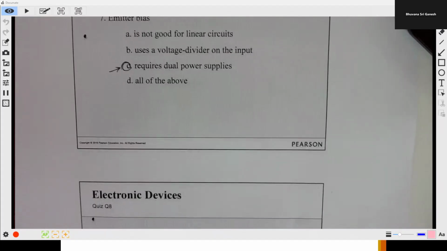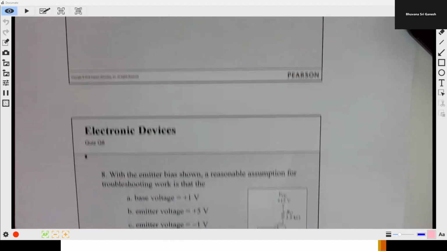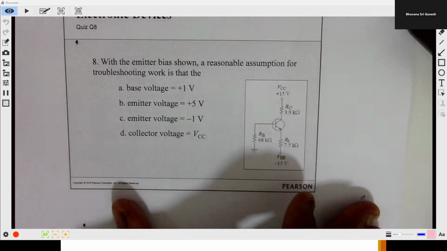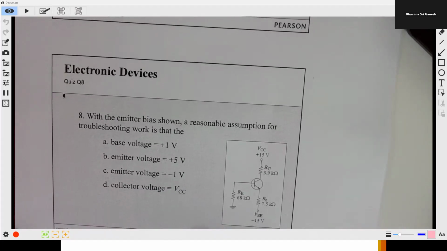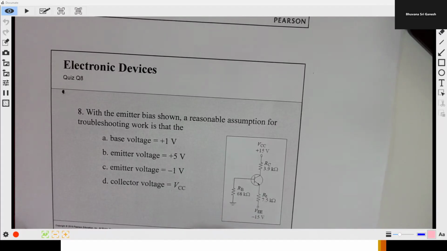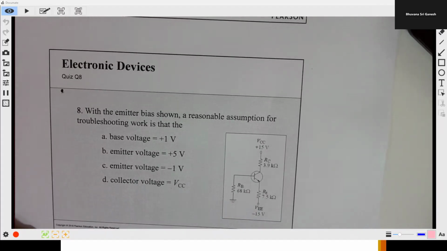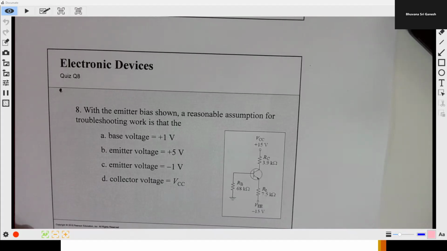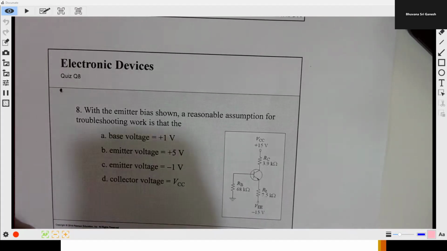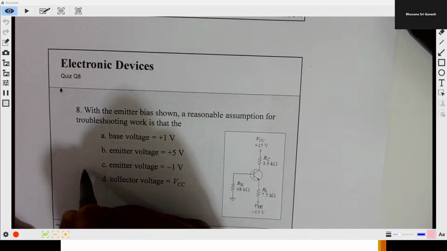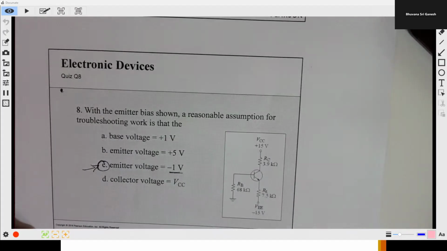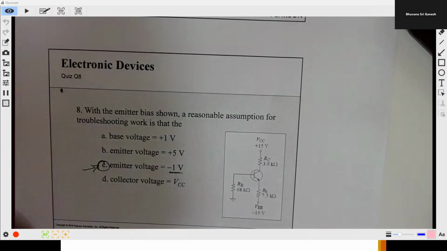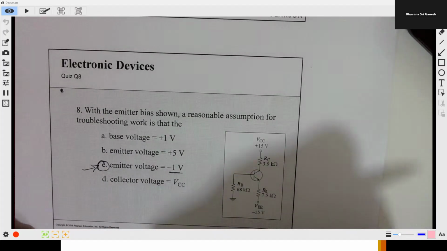Alright, next, this also go through the slides. With the emitter bias shown, the reasonable assumption for troubleshooting work is that the base voltage is 0.1, emitter voltage is 5, emitter voltage is -1, collector voltage is VCC. So as per the slides, when you go, you will see that C is the answer, correct. Emitter voltage should be assumed to be -1 volt for troubleshooting purposes. Okay, next question.